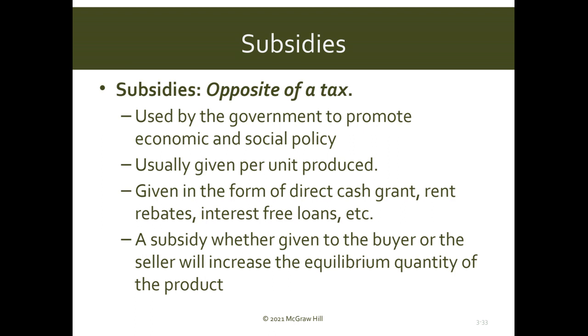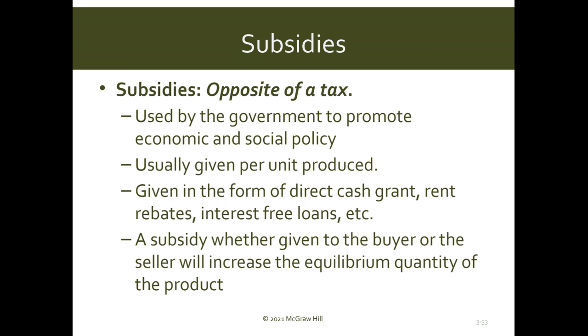A subsidy, whether given to a buyer or the seller, will increase the equilibrium quantity of the product. Again, it doesn't matter who is receiving the subsidy. So whether the provincial government or local government gives a subsidy to Red Deer Polytechnic, to the administration, or to the students in the form of scholarships, it will have the same impact, right? It doesn't matter who is getting this subsidy. The impact will be shared between sellers and buyers. What is the distribution of those benefits? Of course, it will depend on elasticity.